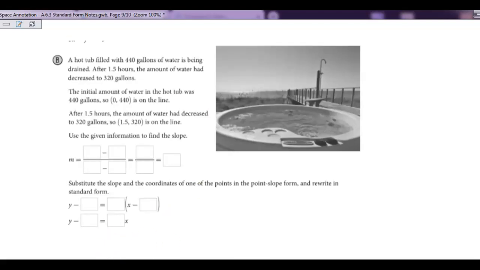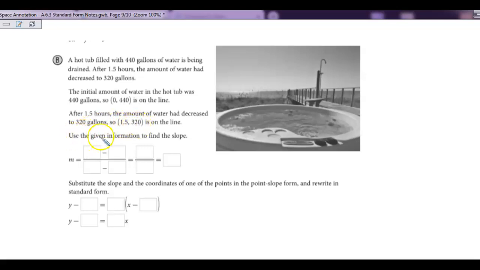A tub is filled with 440 gallons of water being drained. After 1.5 hours, the amount of water decreased to 320 gallons. The initial amount of water in the hot tub was 440 gallons, so at 0 amount of time, it had 440 gallons. So this point is on the line. After 1.5 hours, the amount of water decreased to 320. So if my time is 1.5 and my gallons is 320, I get the ordered pair of 1.5 and 320.